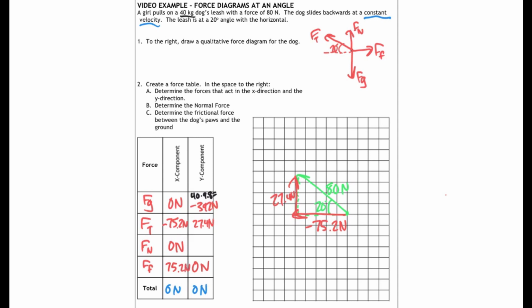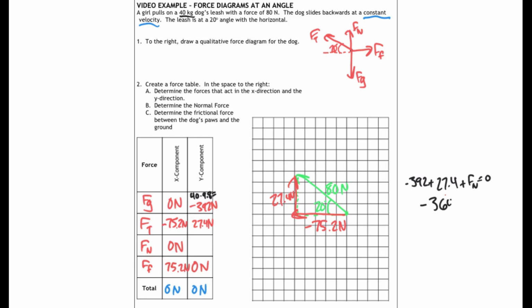Similarly, in the y direction, all of those forces need to add to be 0. So, negative 392 plus 27.4 plus whatever the normal force is has to equal 0. Negative 364.6 plus the normal force equals 0. Then if I add 364.6 to both sides, I get that the normal force is positive 364.6 newtons.